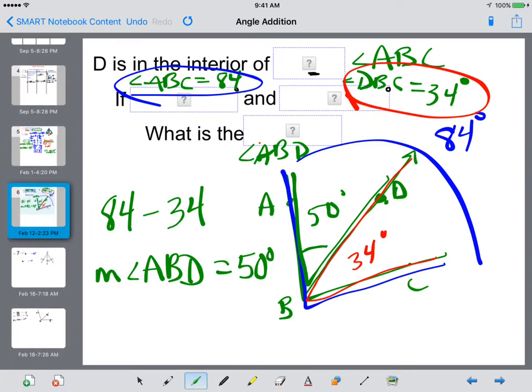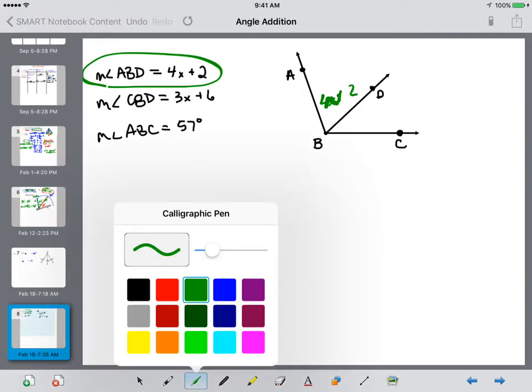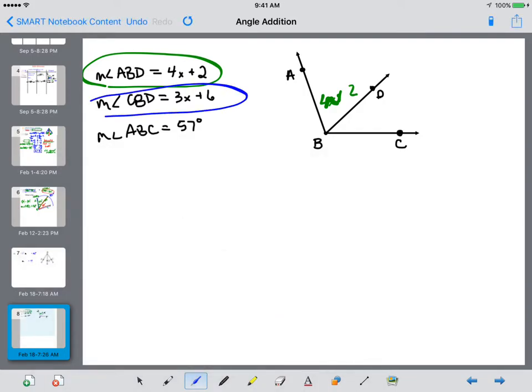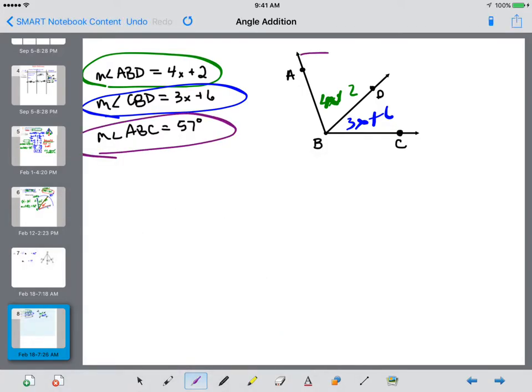One more example. We have the measure of angle ABD equals 4x plus 2. Measure of angle CBD is 3x plus 6. And the measure of the entire thing, ABC, is 57. We need to find the measure of each angle. And first, we're going to find that by solving for x.